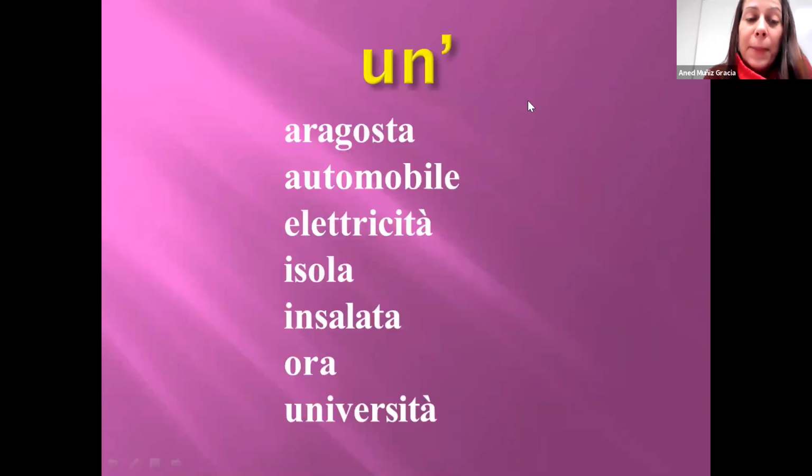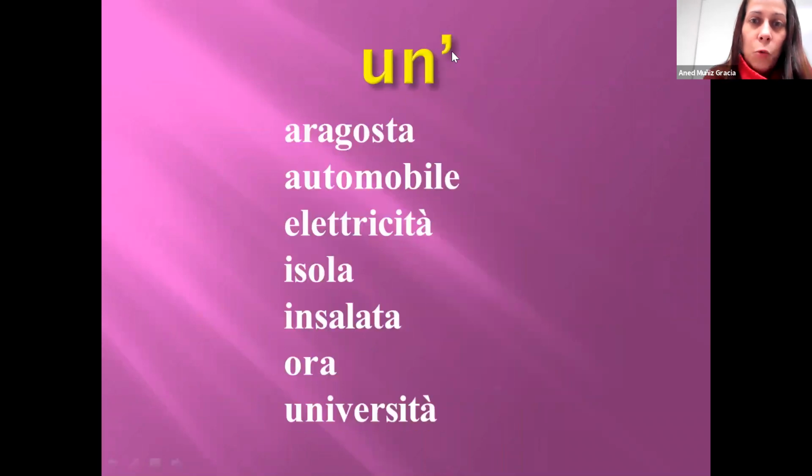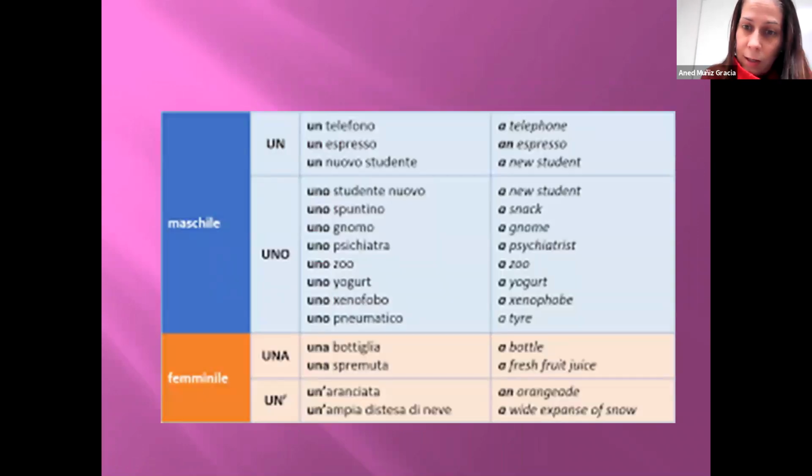Poi, femminile, feminine nouns. Se cominciano con che cosa? Are these all vowels or consonants? Sono tutte vocali. Oh, sorry. It's going to be un with apostrophe. And every noun that begins with a consonant is going to be una. Now, okay, that is not very clear here.